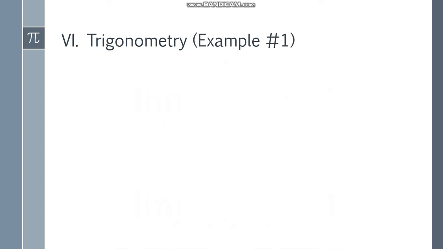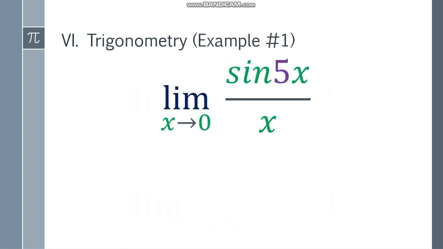So let's have the first example. What if we have like this? So the limit of the function sine 5x over x. So we have a number here between sine and x.